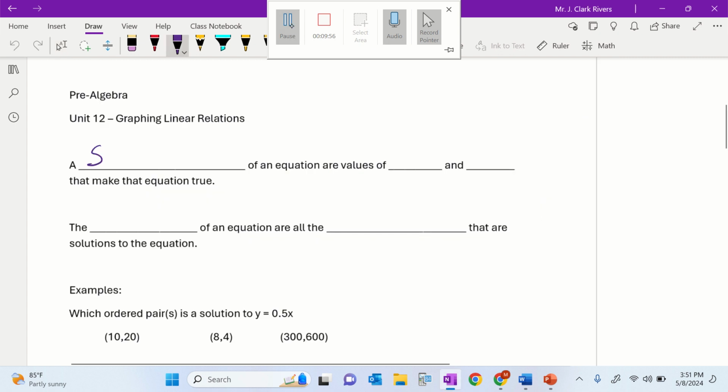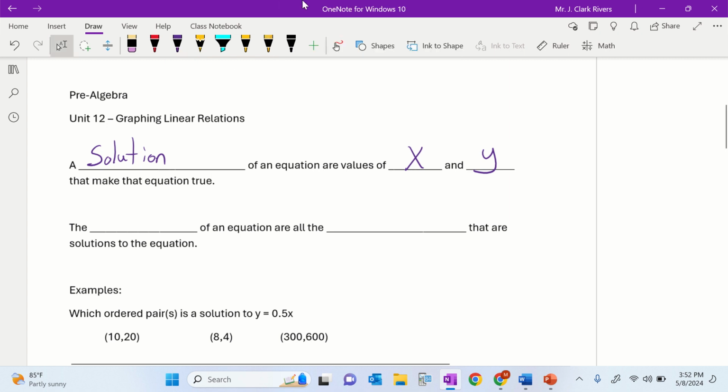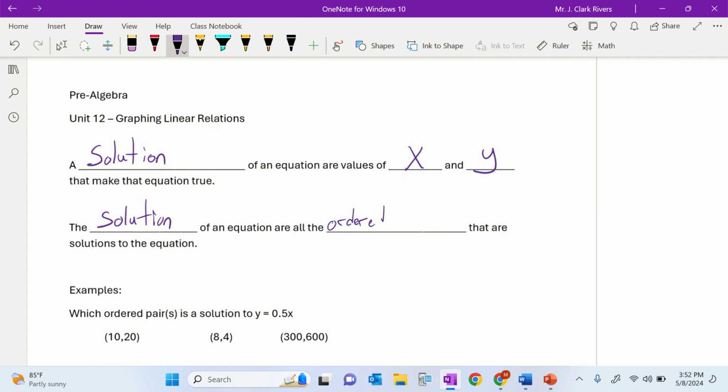First off, a solution. We just found a bunch of solutions. Solutions are values of x and y that make that equation true. So that's what we just did, found a number of solutions. And then once we found a number of solutions, that's called the solution of an equation. The solution of an equation are all the ordered pairs, O-R-D-E-R-E-D, the ordered pairs that are solutions to the equation.